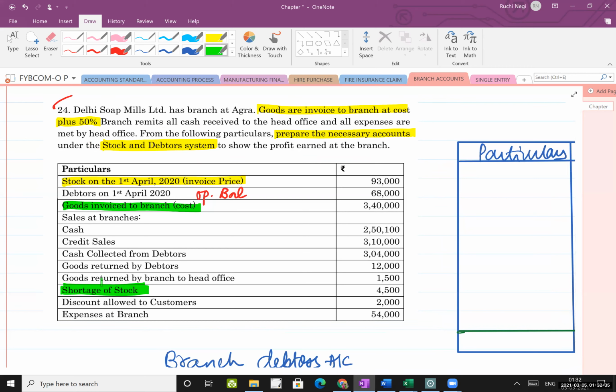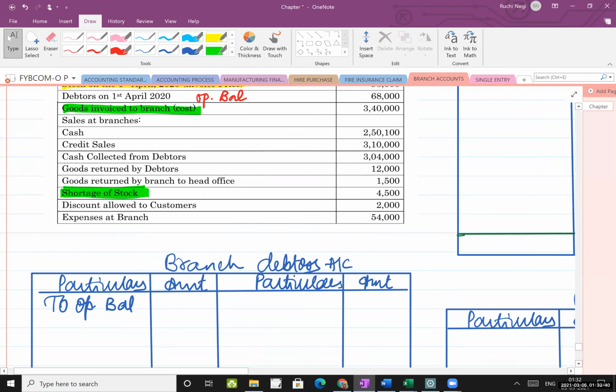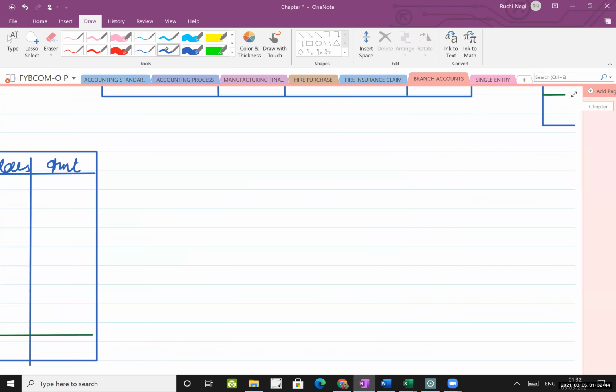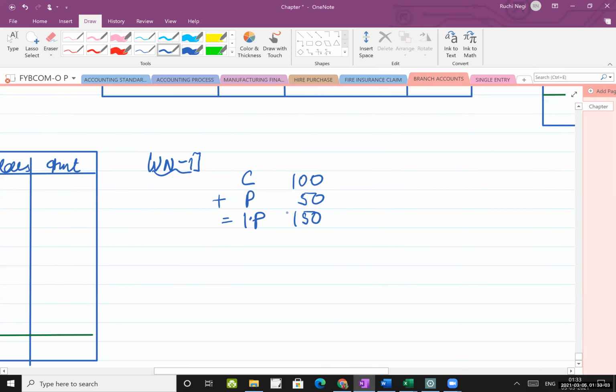Fine. So the first thing we're going to do is make a working note for calculation of loading price. Let us do that. So I'm doing it here. Working note number 1. We know this formula, C plus profit is equal to IP. You can write P for loading also. So it is cost plus 50%. The cost is 100, this is 50, so this is going to be 150.